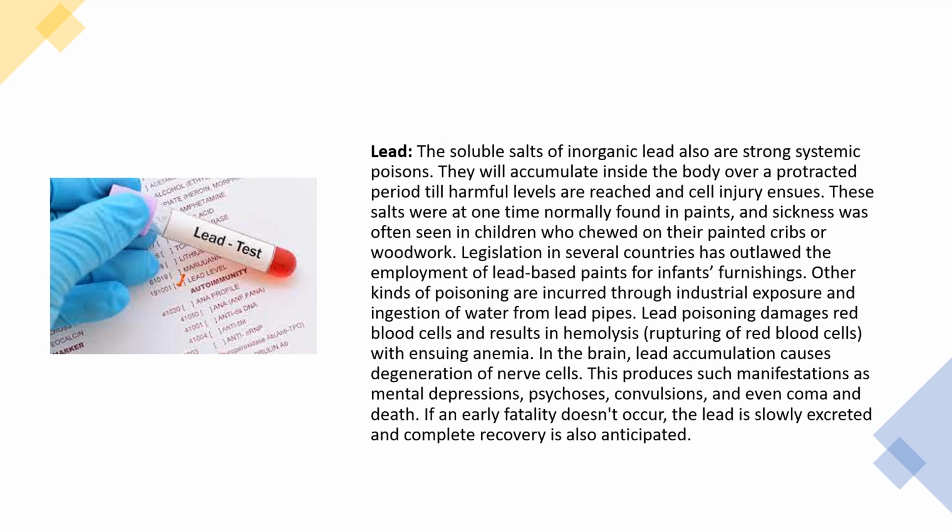Lead poisoning damages red blood cells and results in hemolysis, which is the rupturing of red blood cells, with ensuing anemia. In the brain, lead accumulation causes degeneration of nerve cells. This produces such manifestations as mental depression, psychosis, convulsions, and even coma and death. If an early fatality doesn't occur, the lead is slowly excreted and complete recovery is anticipated.